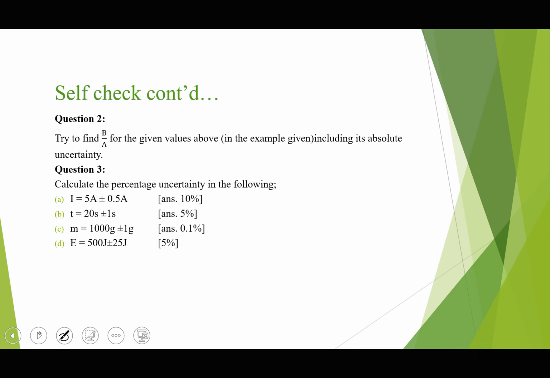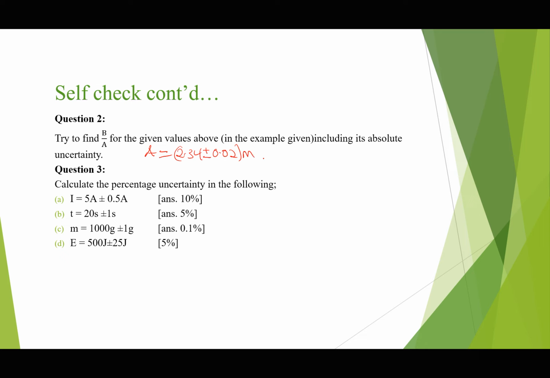Self-check, question 2 is yours. Try to find B over A for the given values above. Remember, we had our value of A in rule number 2. Let me just quote A here so that you solve it very fast. A was 2.34 plus or minus 0.02, and this was in meters.